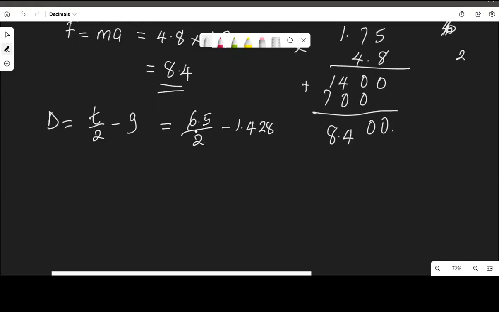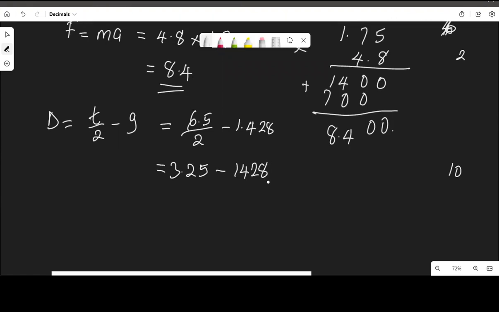And when dividing a number like that, you divide it digit by digit. 6 divided by 2 is 3. Remember nothing. Then 0.5 divided by 2. 5 divided by 2 is 2. Remember 1. That 1, if I place a 0 behind it, that is 10. 10 divided by 2 is 5. So 6.5 divided by 2 is 3.25.